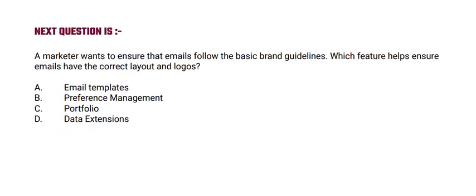Next question is: a marketer wants to ensure that emails follow the basic brand guidelines. Which feature helps ensure emails have the correct layout and logos? Options are: option A, email templates; option B, preference management; option C, portfolio; and option D, data extensions. The correct option is option A.